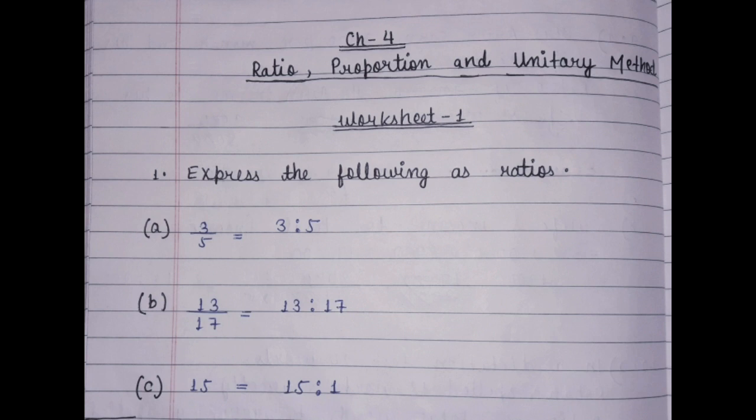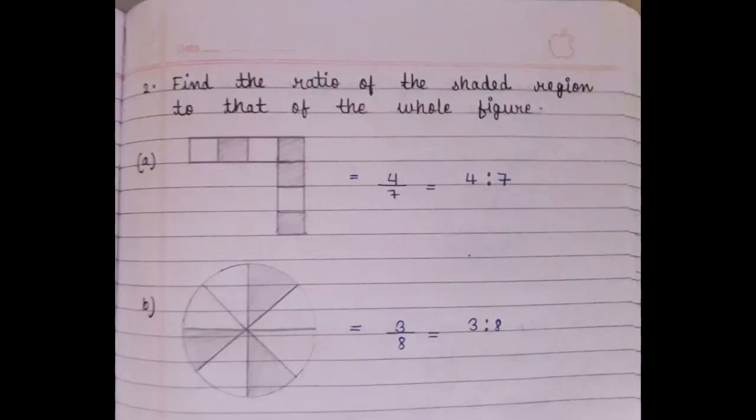Let's see our second question. Our second question is find the ratio of the shaded region to that of the whole figure. A number, how many boxes are there? Total 7 boxes. And how many boxes are shaded? 4 boxes. So 4 is to the 7. B number, how many parts are there? Total 8 parts. And how many parts are shaded? 3 parts. So ratio is 3 is to the 8.